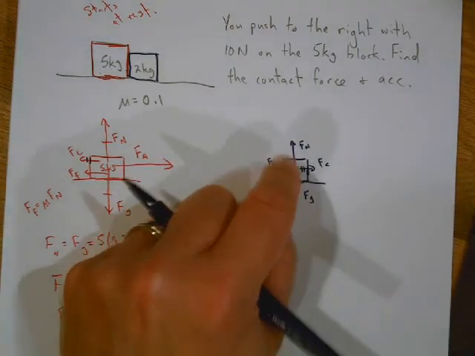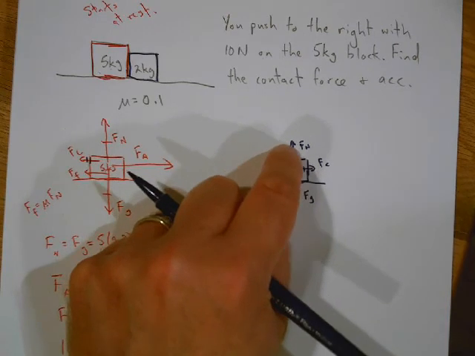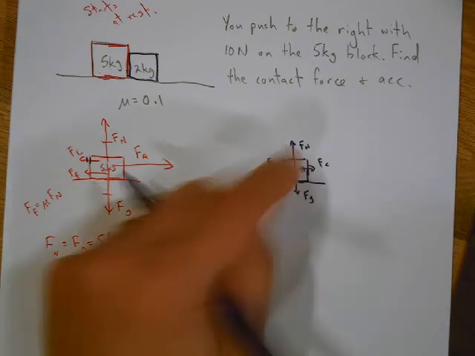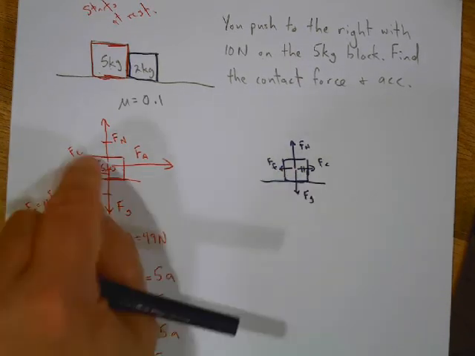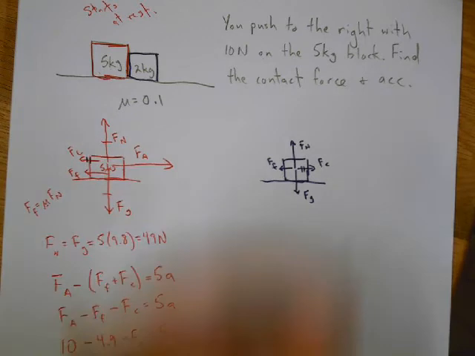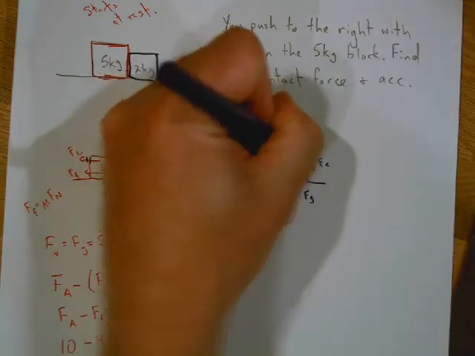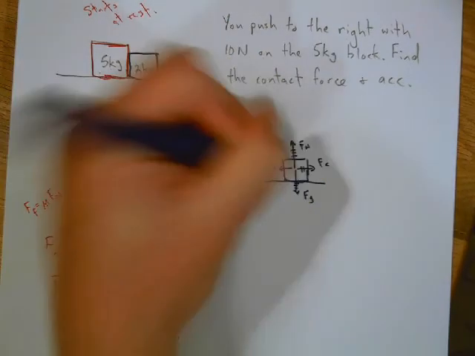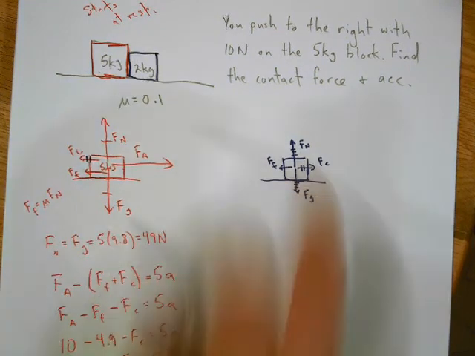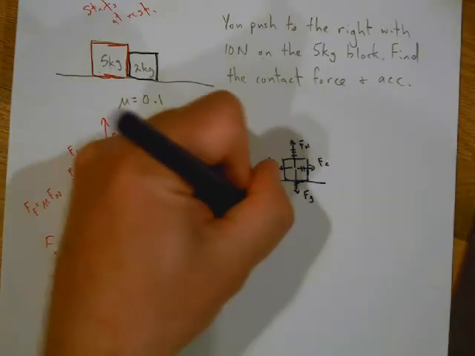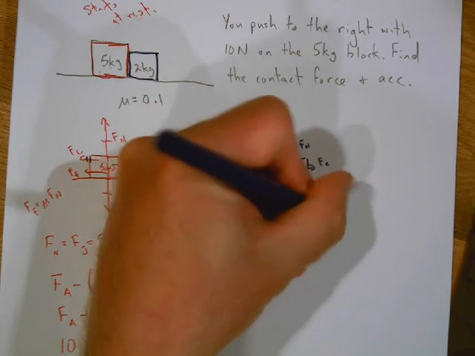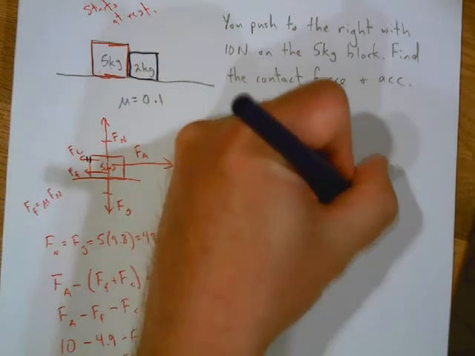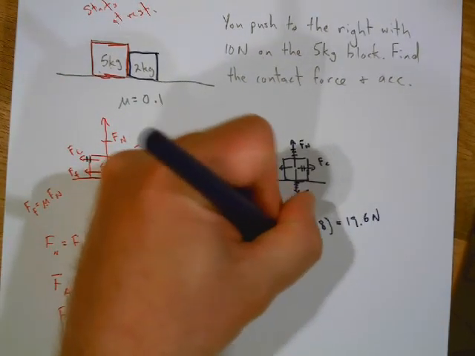Now remember, these two are not action-reaction pairs, because this is the table or the ground pushing on the 2 kilogram block, where this is the earth pulling down on the 2 kilogram block. That is not an action-reaction pair. But this and this are action-reaction pairs. And then these two forces are going to cancel out. So again, Fn is going to equal 2 times 9.8, which is going to be 19.6 newtons.